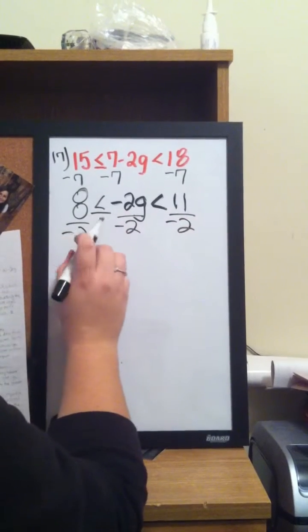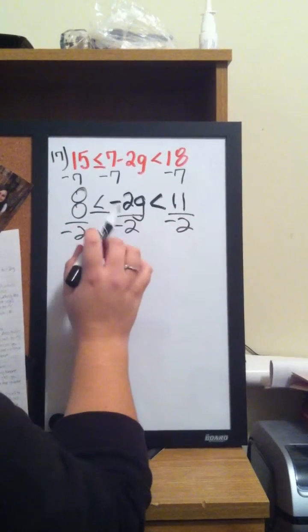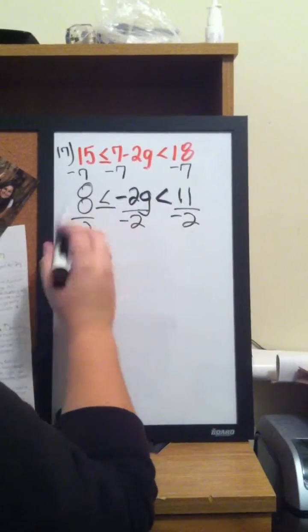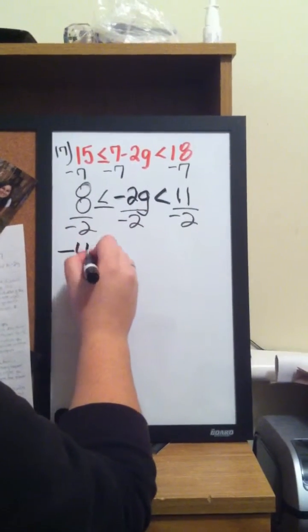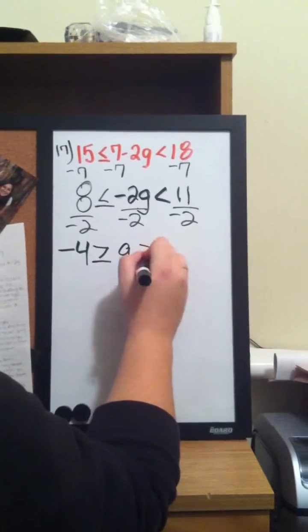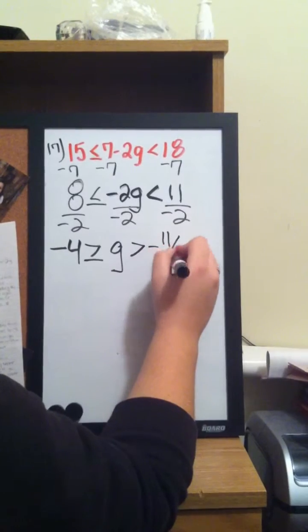When doing that, you have to flip the signs, because when you divide by a negative number, you have to flip the signs. So you get negative 4 is greater than or equal to g, which is greater than negative 11 halves.